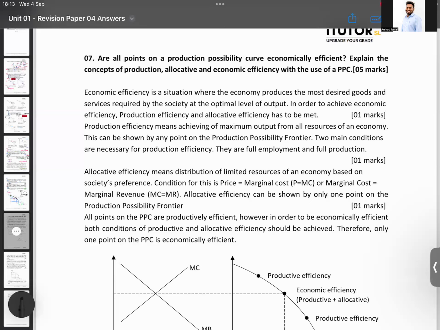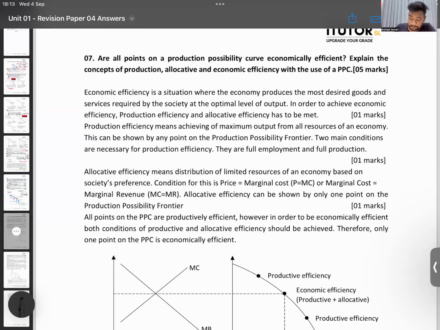This question is saying, what are they saying? Are all points on a production possibility curve economically efficient? Explain the concepts of productive, allocative, and economic efficiency with the use of a PPC. So are all points economically efficient? No, all points are productively efficient. Only one particular point is economically efficient. Now you have to kind of explain this. I have not started the answer with that, but maybe even better for you all to start the answer like that. Why is my camera getting off?